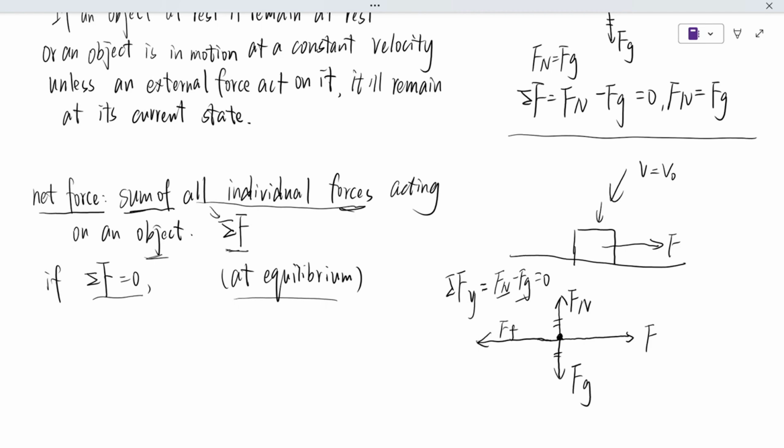and it must have the same magnitude as the applied force, because it is moving at constant speed, constant velocity, which means it is at equilibrium, which also means the net force is equal to 0. So the net force equation is Fx is equal to F minus Ff, which is also equal to 0. Yeah, that's it.